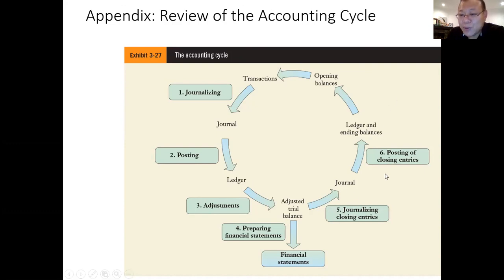Okay, so then you post the closing entries. Therefore, the closing balance becomes the opening balance for the next accounting cycle. And then in the next reporting period, you're going to repeat all these steps, right? So that's the accounting cycle. Okay, so that's it.